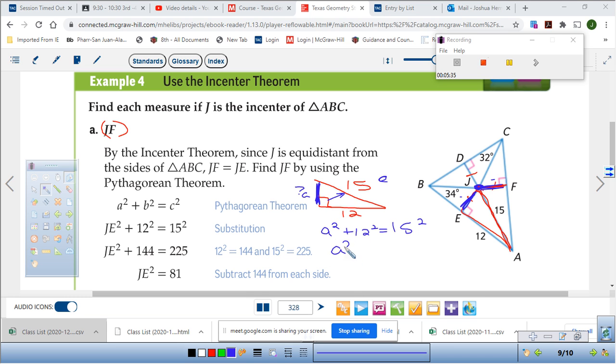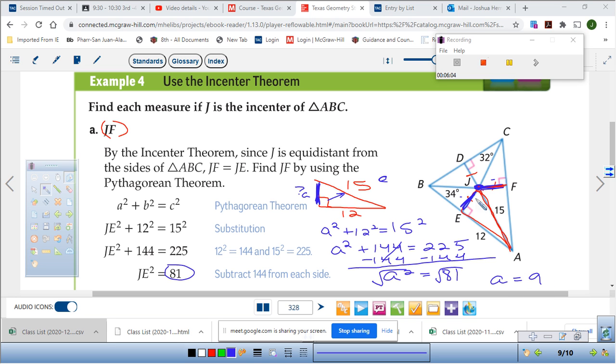So we'll come out here with A squared plus 144 is equal to 225. Subtract 144 from both sides. It cancels out here. We're going to go with A squared is equal to 81. So then we're kind of stuck right there. But if I take the square root of both sides, then I get A is equal to 9.